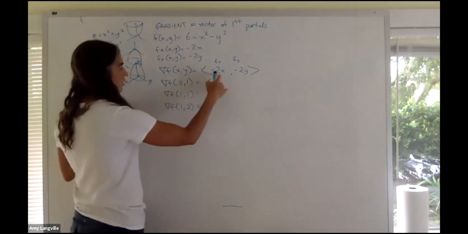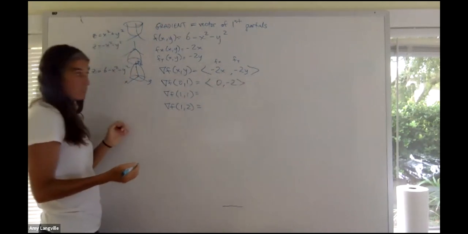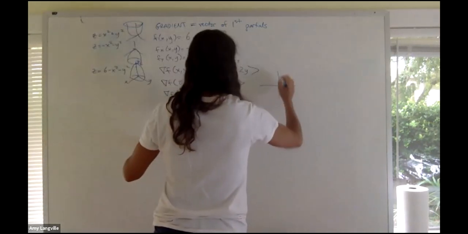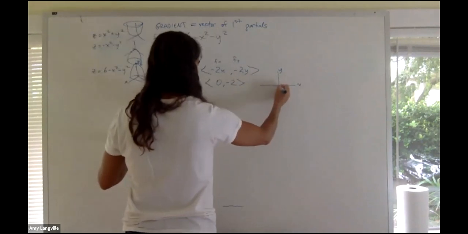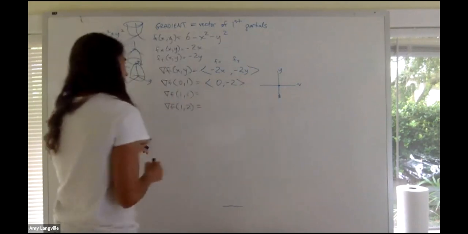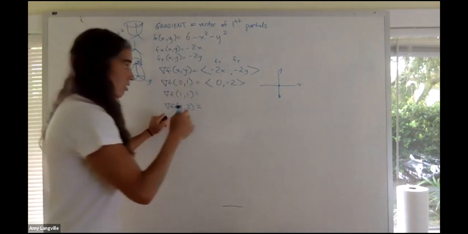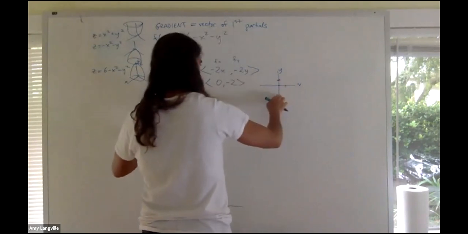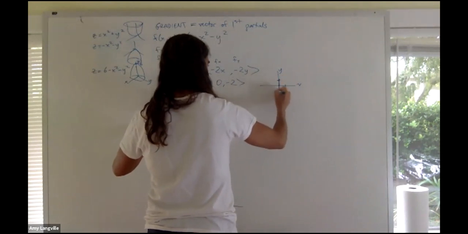So at 0, 1, I plug in 0 for x, 1 for y, and so I'm going to get 0, minus 2. That's my first R2 vector. We know how to plot that. We know what it looks like. If it doesn't say otherwise, you're always starting at the origin. And I go 0 in the x, negative 2 in the y. So it'd be down like this. But I did this gradient at the point 0, 1. So I'm really going to start at the point 0, 1, which would be here. So I really want to draw that vector from here to here.